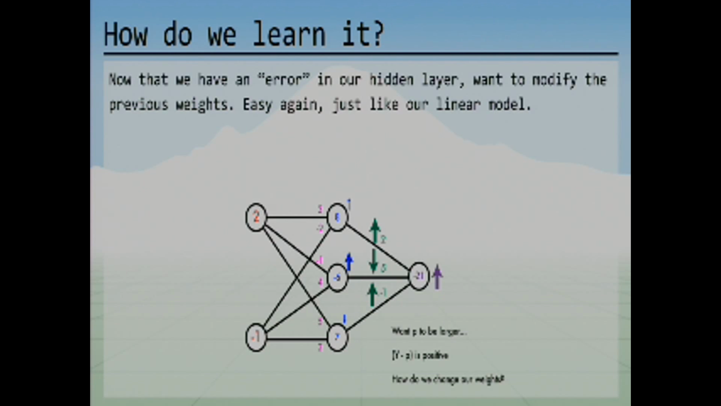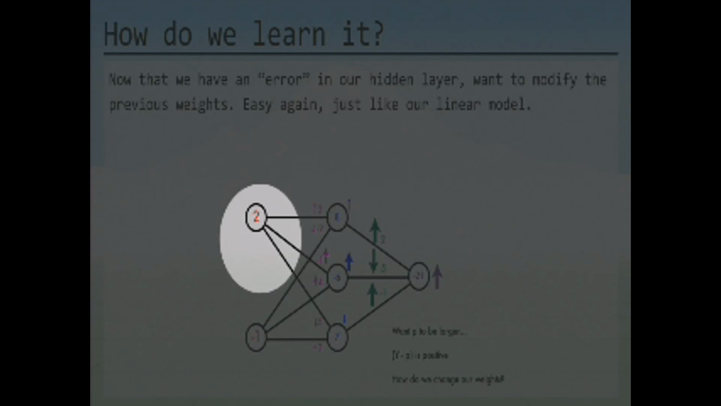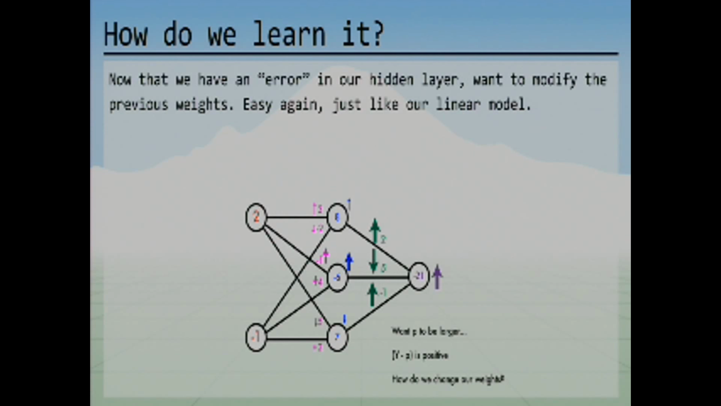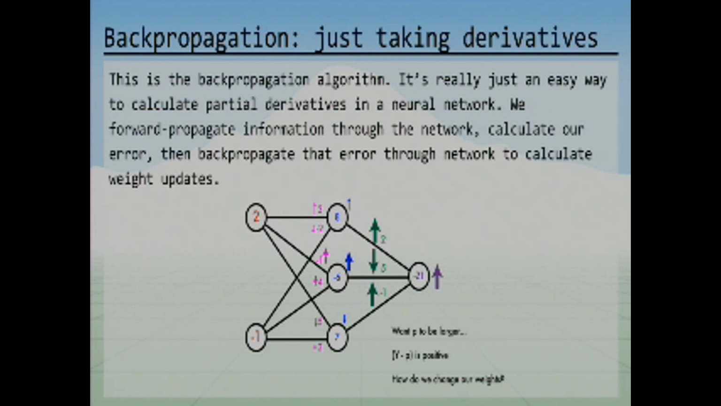And now we just have the same sort of problem that we had before, where we have some error information and we want to figure out how to update our weights. Well, we can do the same computation that we did before, where we're going to take the input values and multiply them by the error, and that's going to be the amount that we modify each of these weights. So this is an intuitive overview of the backpropagation algorithm, and all we're doing is basically calculating partial derivatives for each of the weights by backpropagating our error through this network.